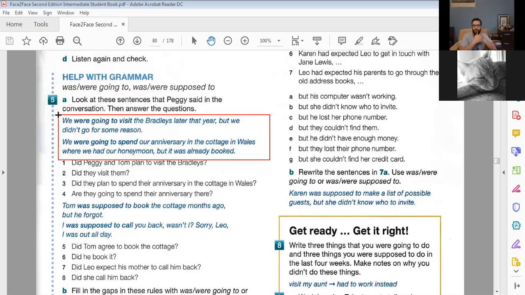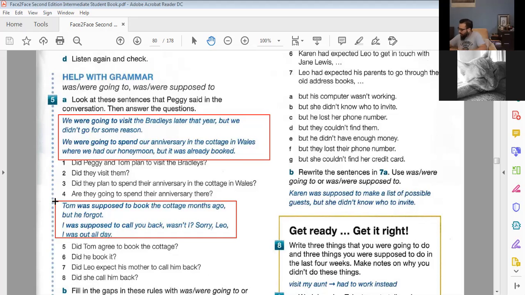Tom, we were going to visit the Bradleys later that year, but we didn't go for some reason. We were going to spend our anniversary in the cottage in Wales, where we had our honeymoon, but it was already booked. Tom was supposed to book the cottage a month ago, but he forgot. I was supposed to call you back, wasn't I? Sorry, Leo, I was out all day.